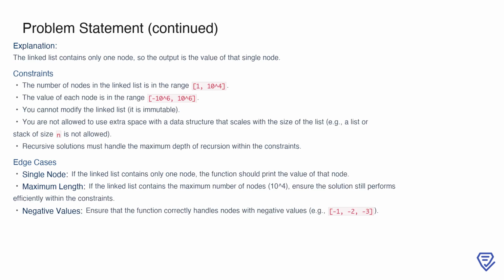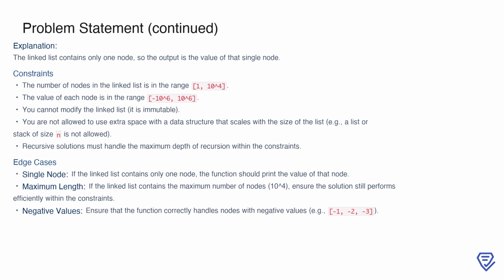The problem also comes with several constraints to keep in mind. First, the number of nodes in the linked list can range from 1 to 10,000. So your solution must be efficient enough to handle the upper limit. Each node's value falls within the range of -1 million to +1 million. A key restriction is that you cannot use extra space for data structures that scale with the size of the list. This means you cannot store all the node values in a list or stack to reverse them later.